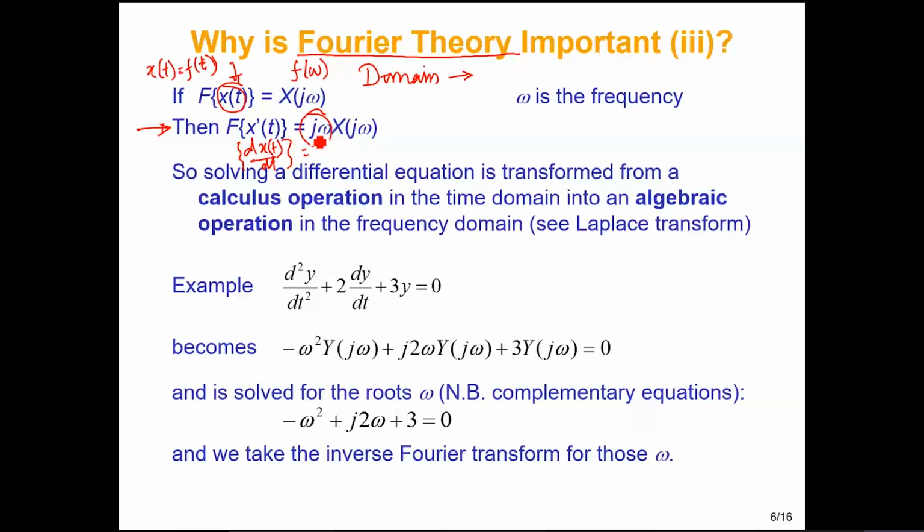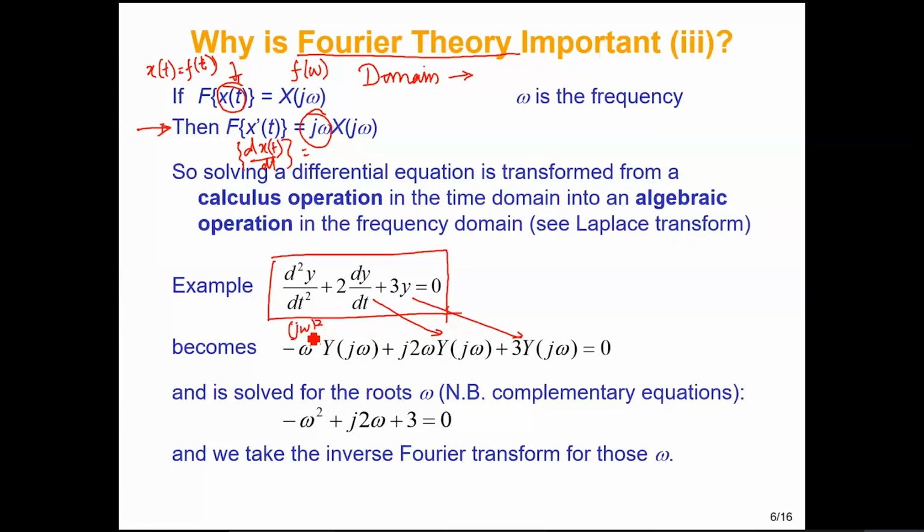So let's say you're given this type of differential equation, and again, this differential equation may be representing a particular system with a particular property. If we take the Fourier transform throughout, then the Fourier transform of y(t) would be Y(jω). The Fourier transform of its derivative will be Y(jω) multiplied by jω. So the derivative of y, if you take the Fourier transform, will be the same Y(jω) multiplied by jω. And if you take the Fourier transform of the second derivative, it will be Y(jω) multiplied by (jω) squared.